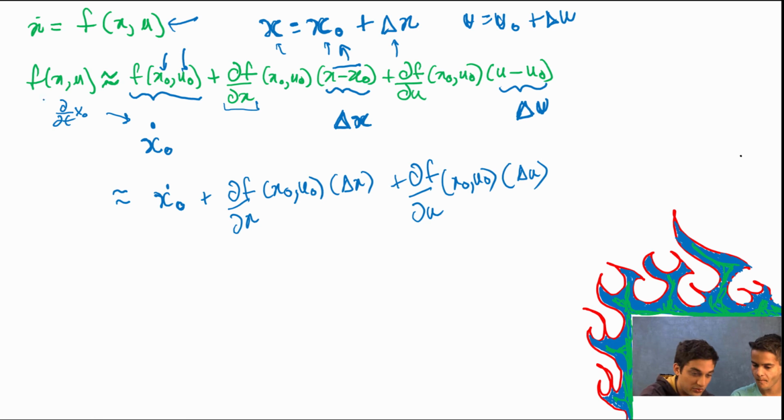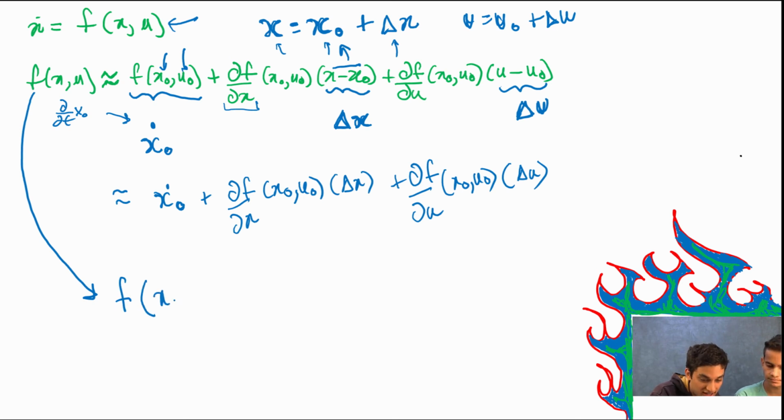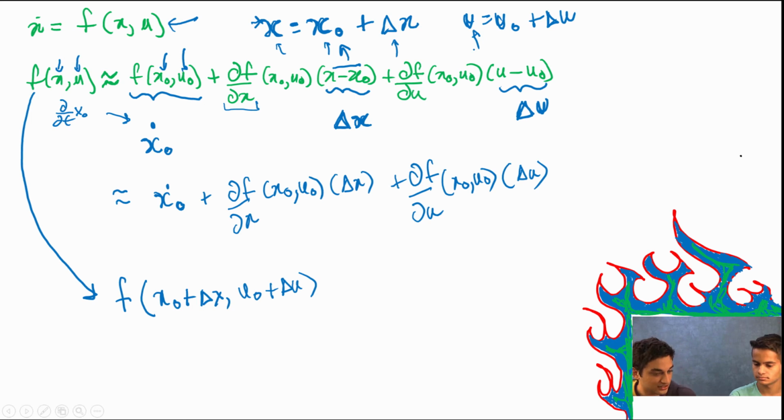Okay, now we're going to try and break this one apart. So this is f of x0 plus delta x, u0 plus delta u, where we've plugged in this x and this u. So Savin, on a high level, what do you think this means? It looks really close to a small change from it, right? Like a derivative almost. Yeah.